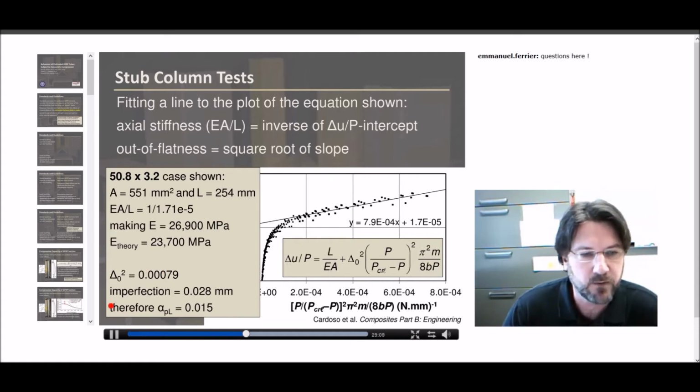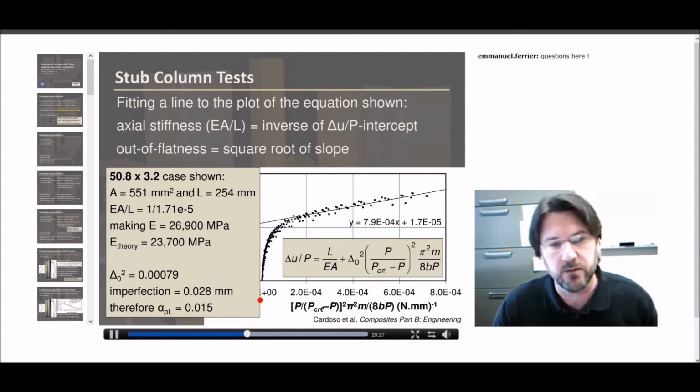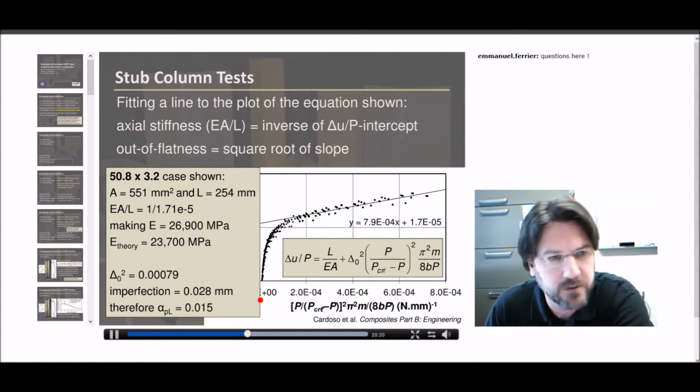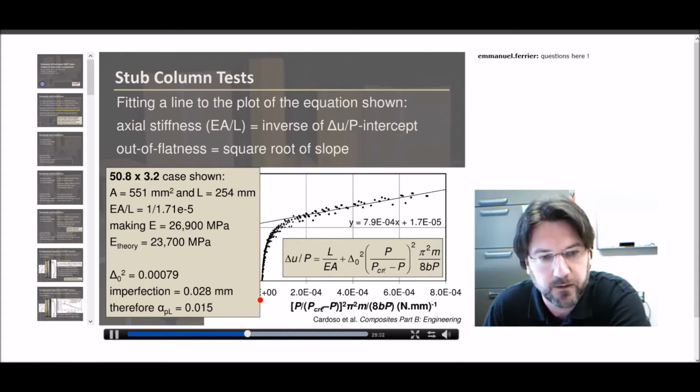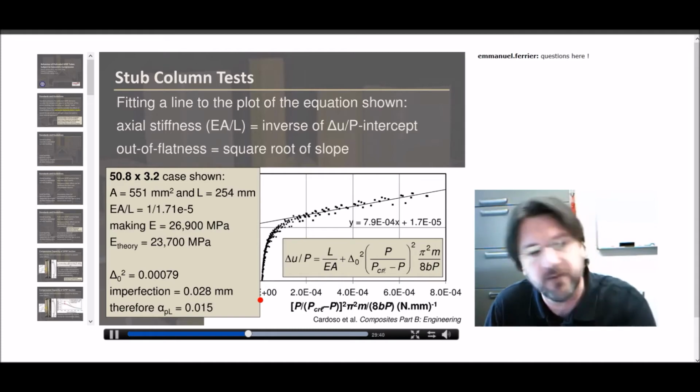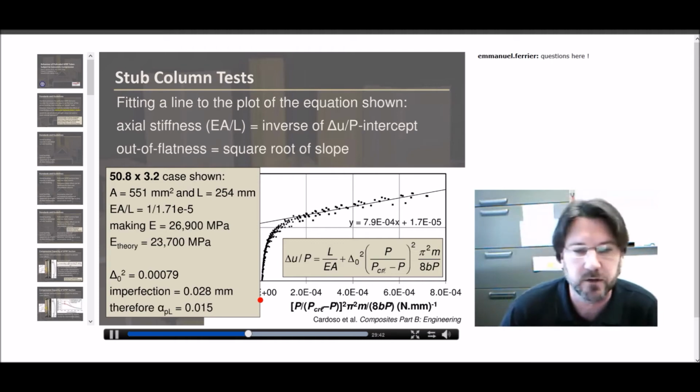And really what's more important is trying to estimate our plate imperfections. The square root of this slope gives us a plate imperfection of about 3/100ths of a millimeter, which corresponds to about 1.5% in terms of the plate out of flatness. And so that's a good measure for this particular product. And of course, this is going to differ depending on the protrusions that you're looking at and depending on the manufacturer as well, potentially. And so these would be values that would be given by the manufacturer for their particular material, essentially a tolerance.